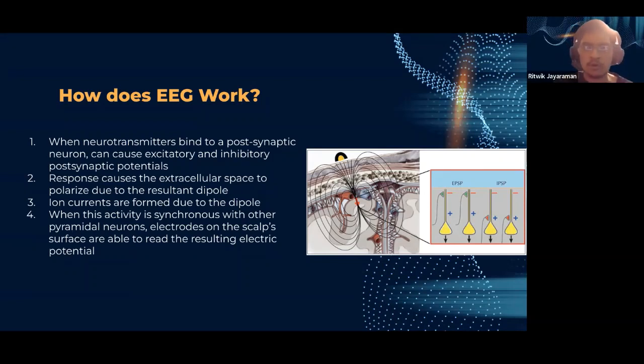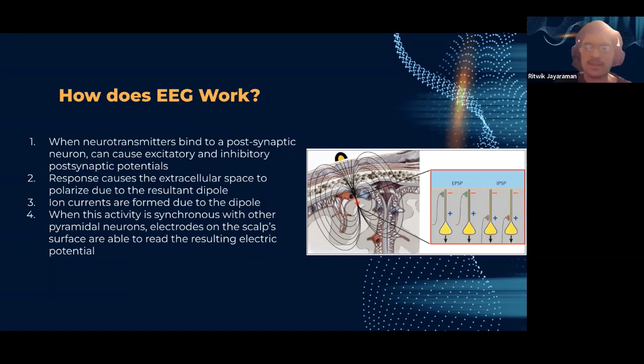These ion currents are formed due to the resultant dipole, and when this activity is synchronous with other pyramidal neurons, electrodes on the scalp surface are able to read the resulting electric potential. And this is because it becomes strong enough for the electrode to actually read. On the right, you can see a diagram of this.